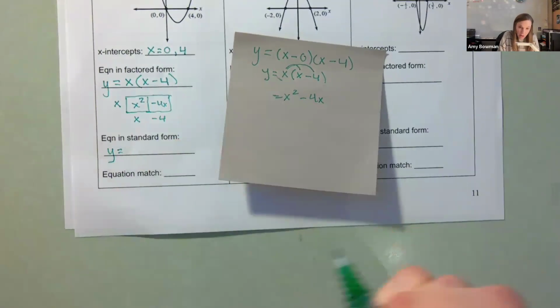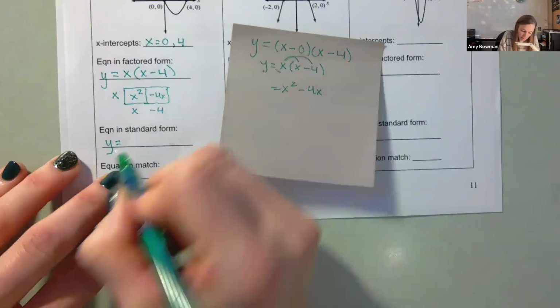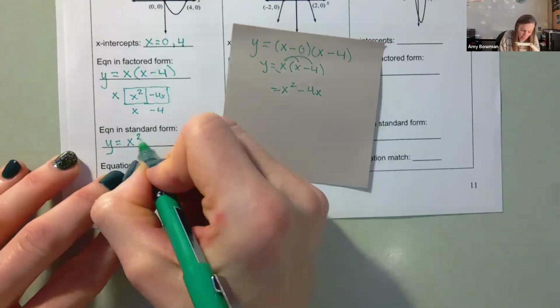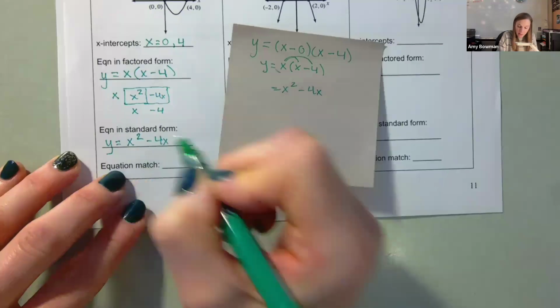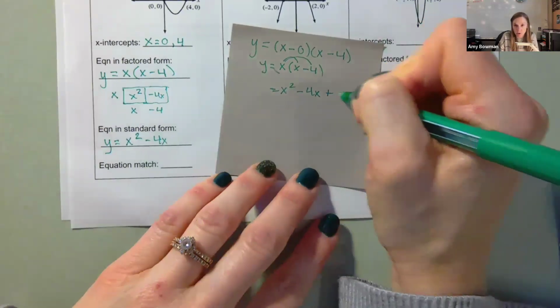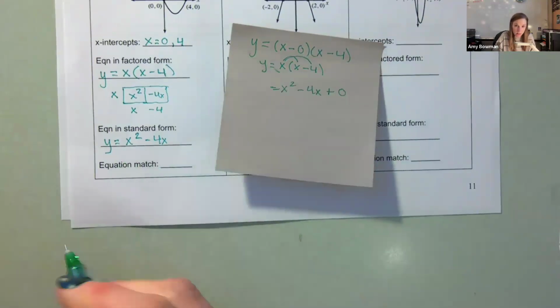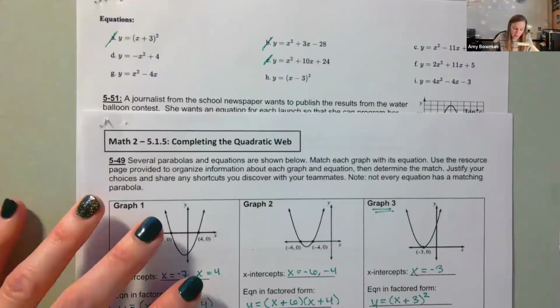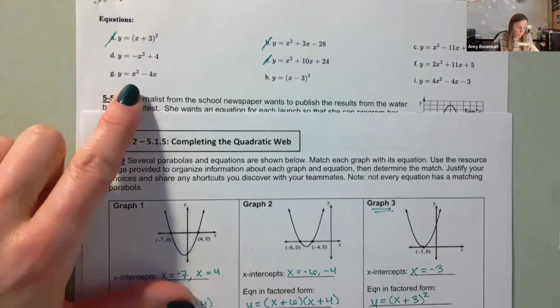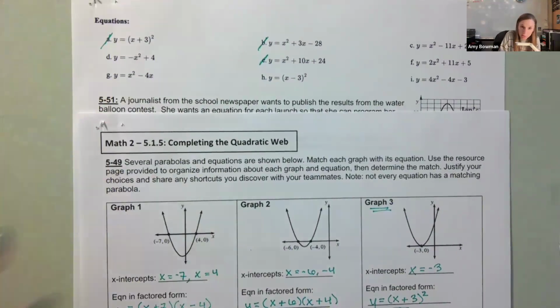So in standard form, we've got our equation of x squared minus 4x. Technically, that last term would just be 0, but you do not need to write that down. So x squared minus 4x is good. And then if I look back to our options on the other page, we see that option right here with letter G.